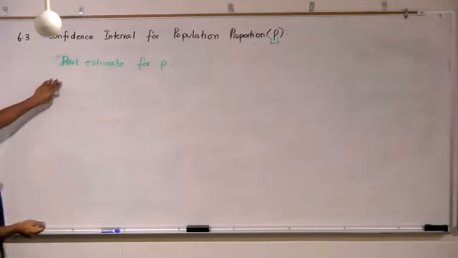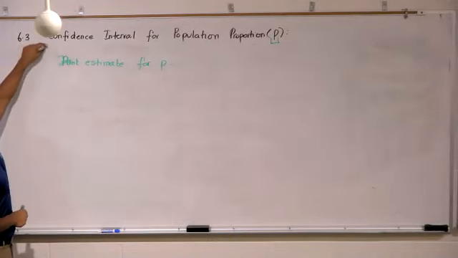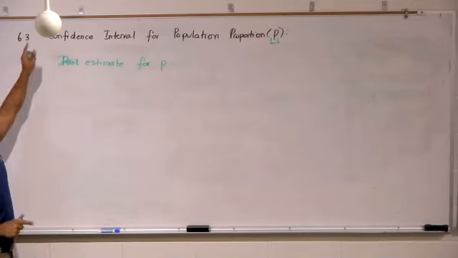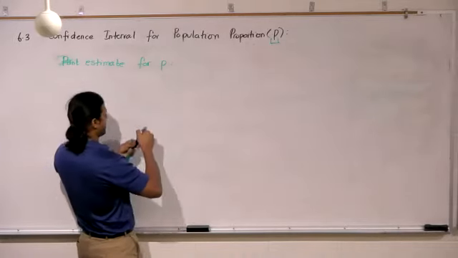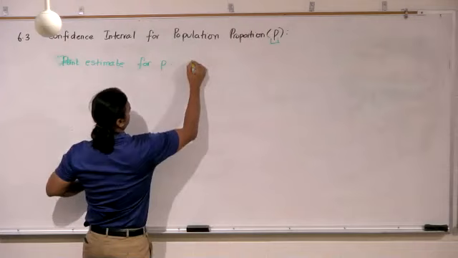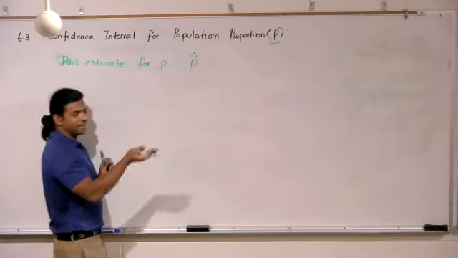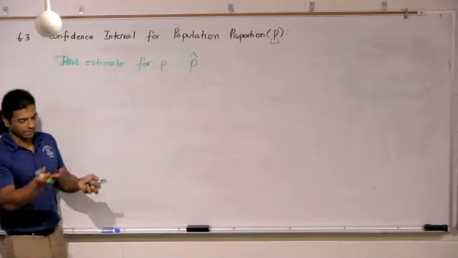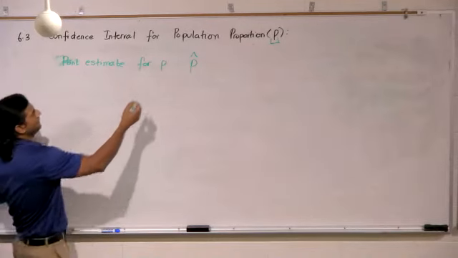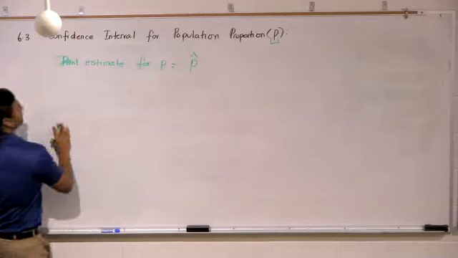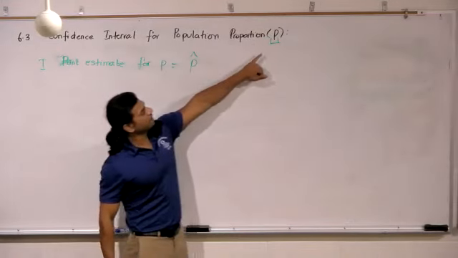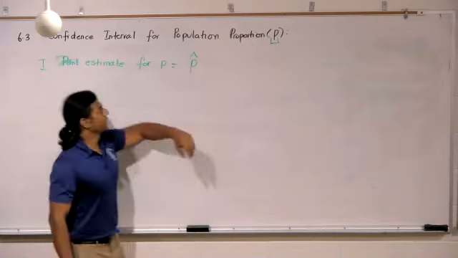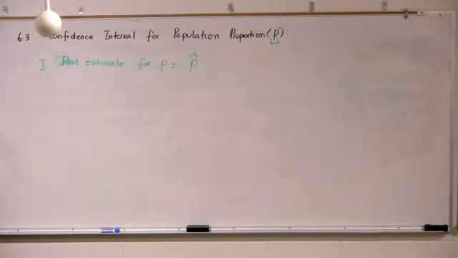So in the last case, when we found the confidence interval for the population mean, the point estimate was X bar. Here it is P hat, just like last time we had mu hat or X bar. That's one change. The other change is we use P instead of mu.